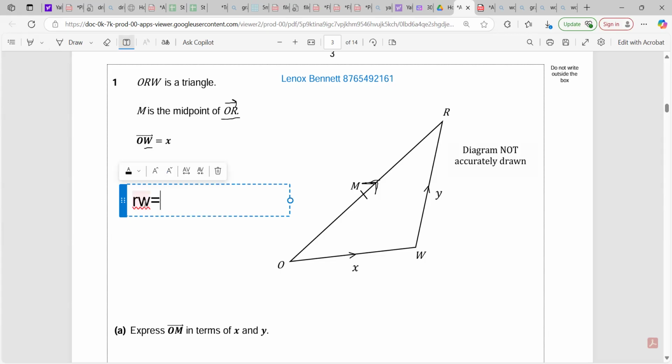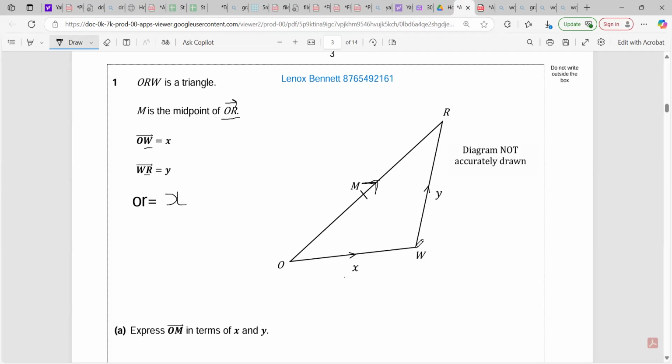We shall find OR. So we're going to find from O to R. And if we find from O to R, we just find the half of it, because that's what OM is, a half of it. I'm going to show you guys how easy this is. We're going with the arrow, and when you're going with the arrow, it's positive. So from O to R is X, from O to W, and then from W to R, which is Y. So guess what? OR is X plus Y.